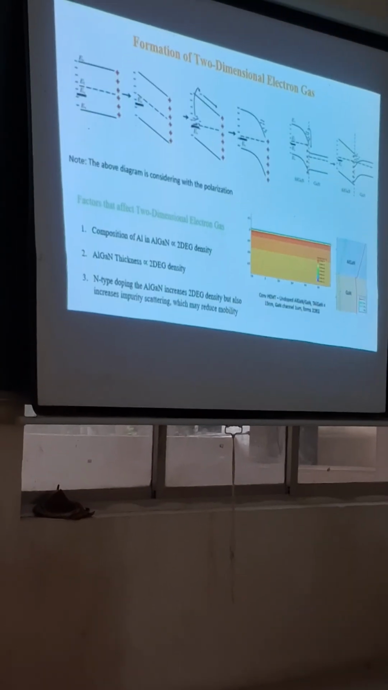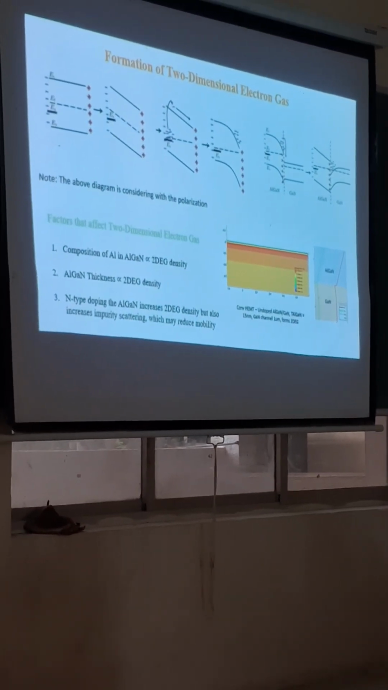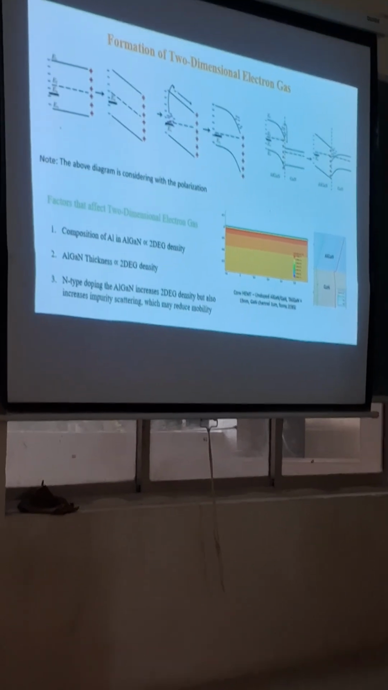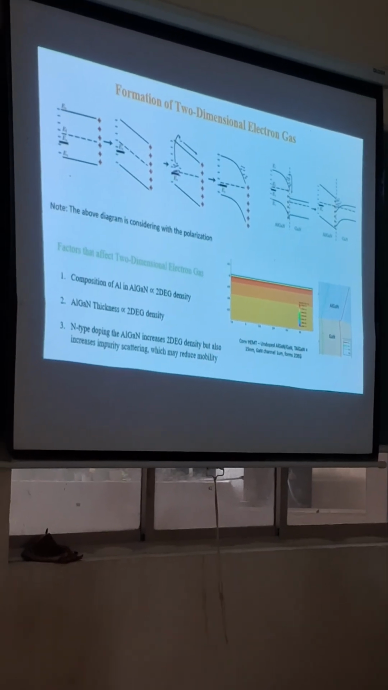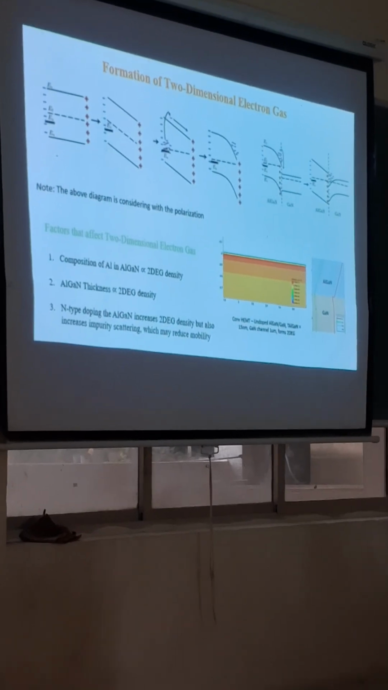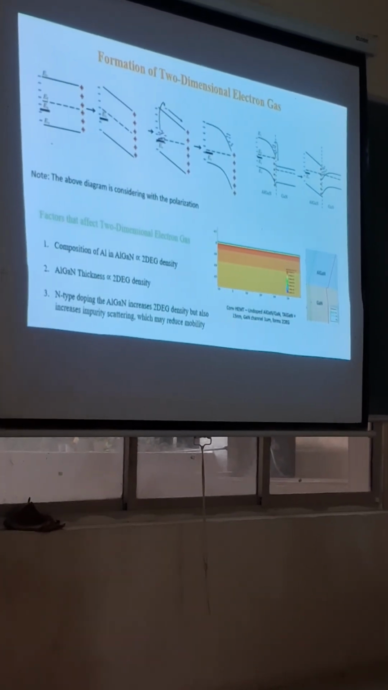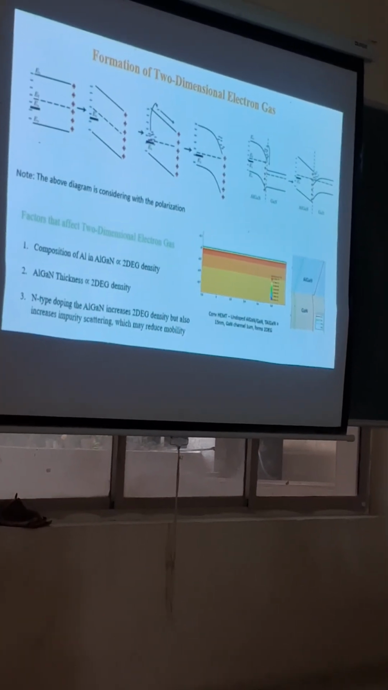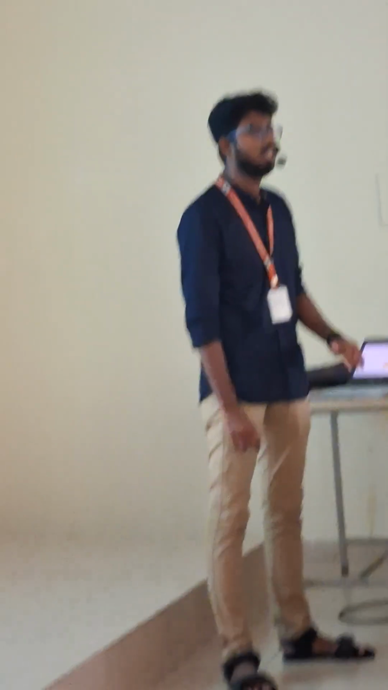Now let's move into the formation of the two-dimensional electron gas. What does two-dimensional electron gas mean? It's an electron channel confined in two dimensions. Here this is the AlGaN material, the AlGaN/GaN interface, with positive polarization charge at the interface. Due to the polarization charge, the band gets bent. And these are surface donor states. What are surface donor states? They are dangling bonds of the device.